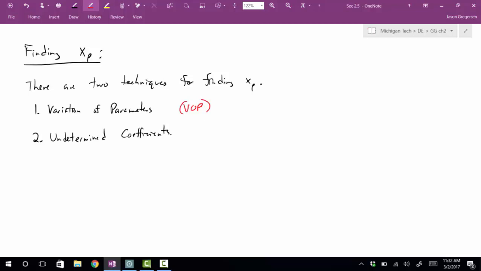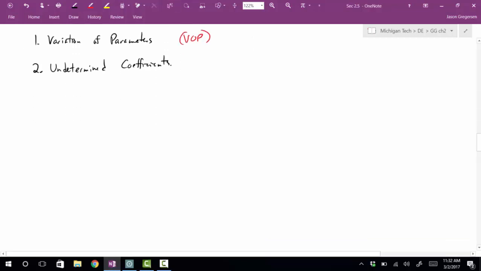Undetermined coefficients can only be used in some certain situations. With that f of t on the right-hand side, when that's ugly, we can't use undetermined coefficients. We have to use variation of parameters. But when you do have a nice f of t, kind of a more basic problem, then it's very easy to go through quickly with undetermined coefficients. That's why we're going to show you the two different techniques. We'll start with variation of parameters.